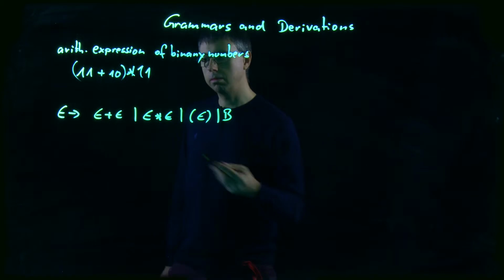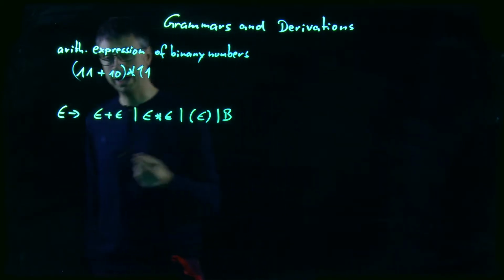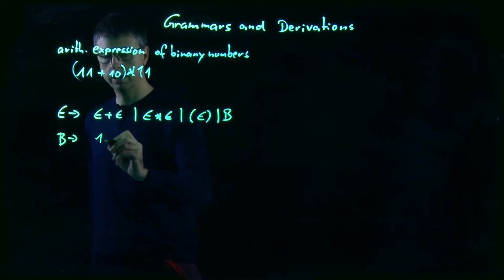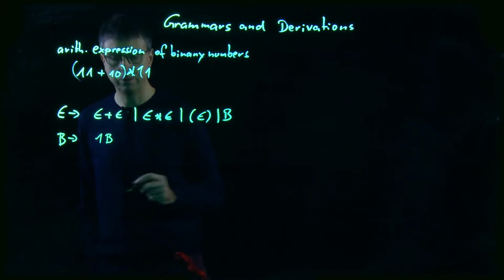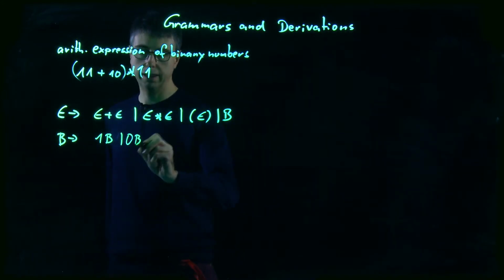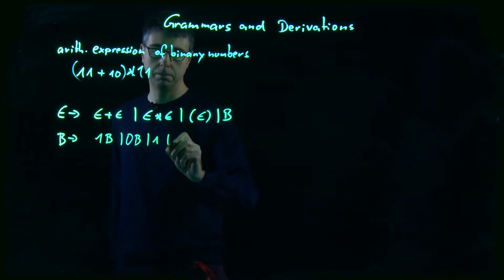And now, this is of course a recursive substitution rule, and now we have to define what's a binary number. A binary number might be something that starts with a 1 and the rest is a binary number. Or it starts with 0 and the rest is a binary number. Or it's simply 1 or simply 0.